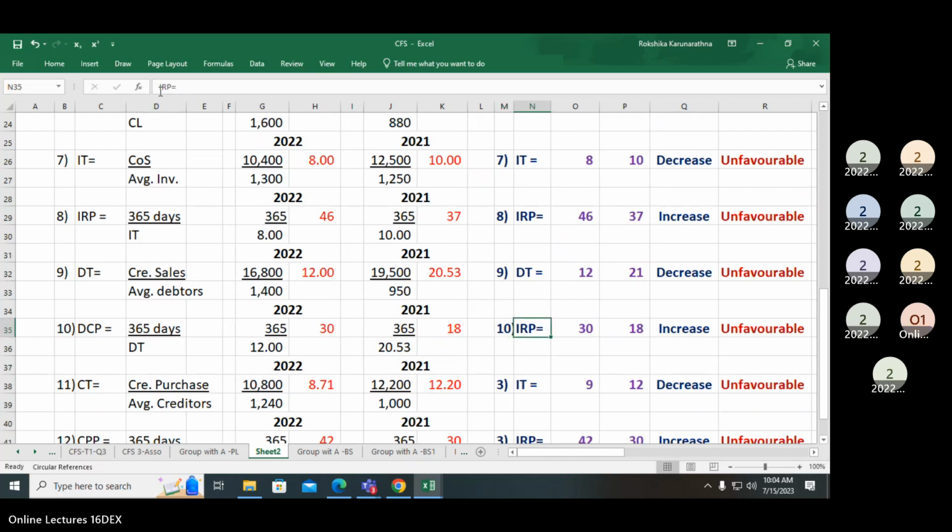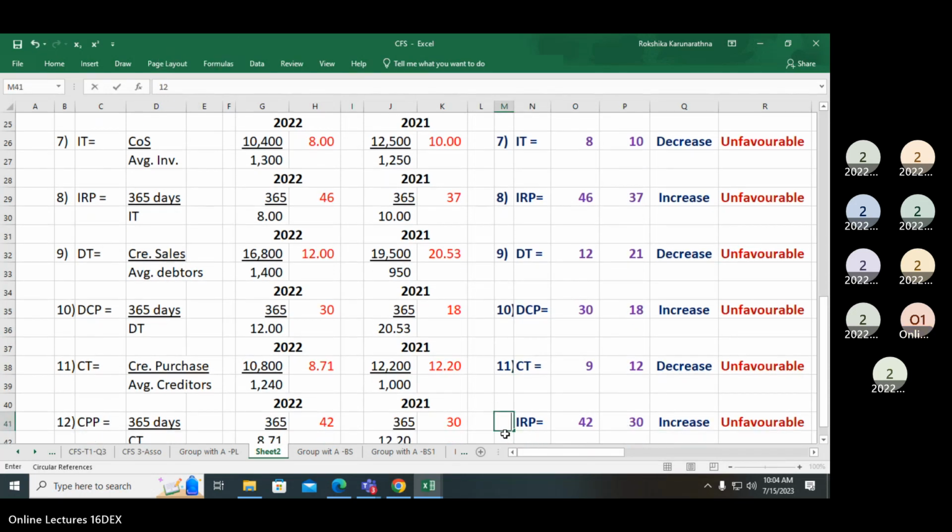10 debtors collection period. 11 creditors turnover. 12 creditors payment.